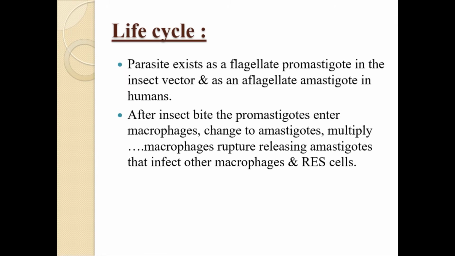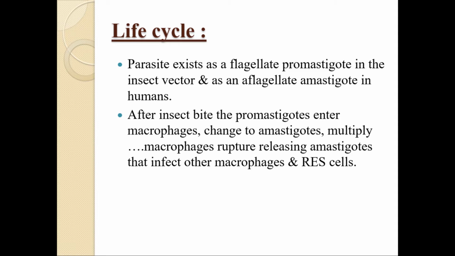Life cycle. We will concentrate on the life cycle of visceral Leishmaniasis or Kala-azar. The parasite exists as a flagellate, or what is called promastigote. It has a flagellum in the insect vector, and as an aflagellate, amastigote, meaning it has no flagella, in human cells. After the insect bite, the promastigotes, which have a flagellum, will enter the macrophages.